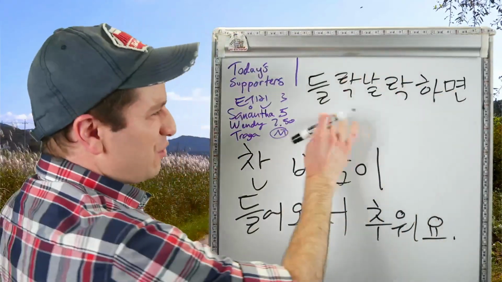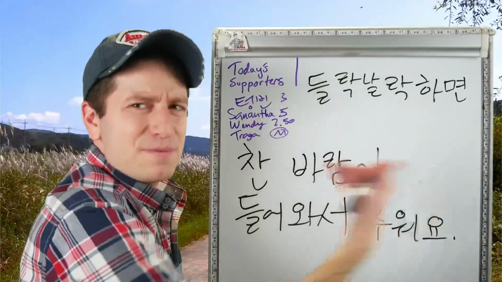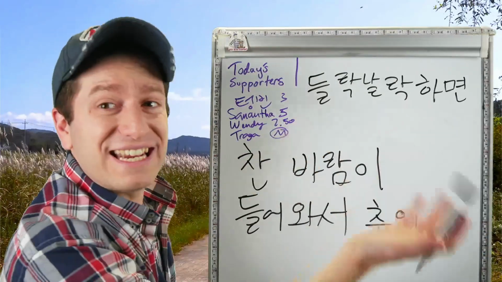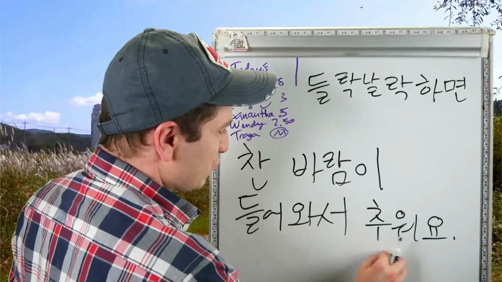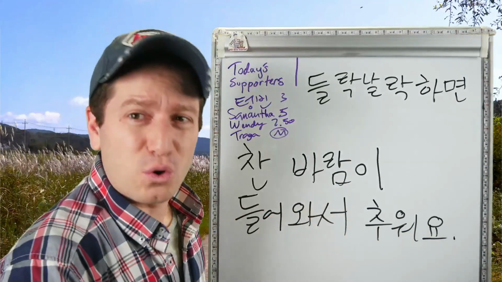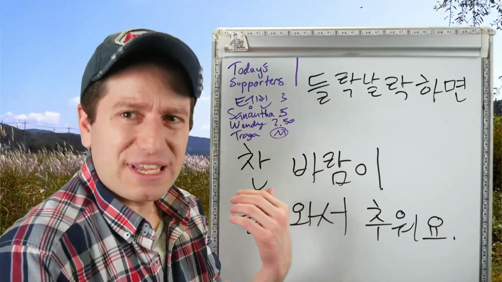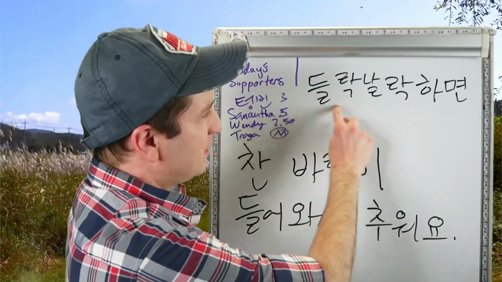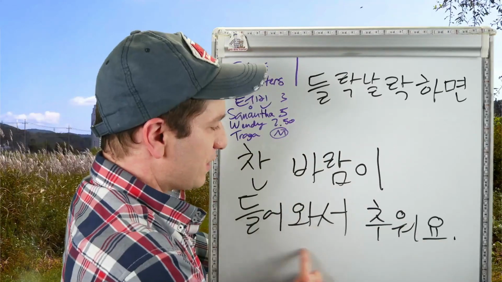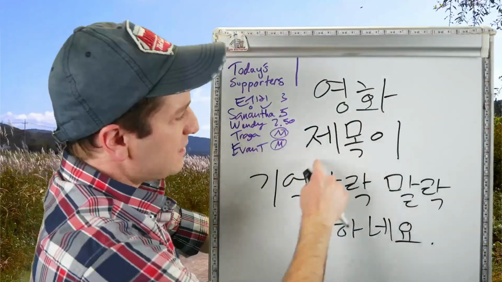들락날락하면, so if you keep coming in and leaving and coming in and leaving, like going in and out, 찬바람이 들어와서 추워요. 찬 바람 means cold wind. 들어오다, it's like coming in. So the wind keeps coming in and it's cold. 들락날락하면 찬바람이 들어와서 추워요.